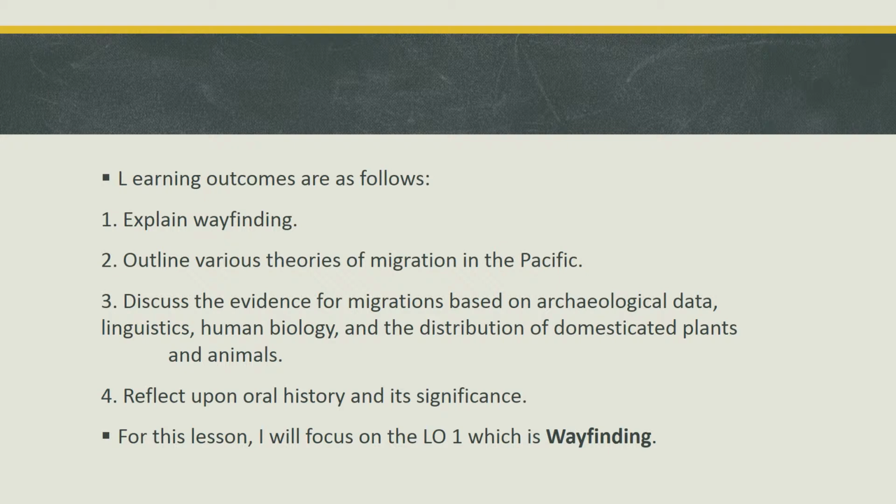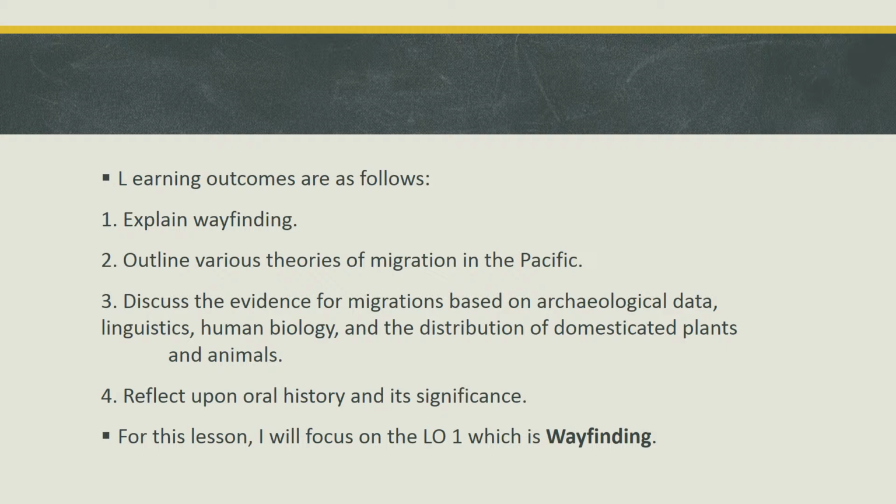The learning outcomes of Unit 2 are as follows. First, to explain about wayfinding. Secondly, to outline various theories of migration in the Pacific. Third, to discuss the evidence for migrations based on archaeological data, linguistics, human biology, and the distribution of domesticated plants and animals. Finally, students are to reflect upon oral history and its significance. For this lesson, I will focus on learning objective 1, which is wayfinding.